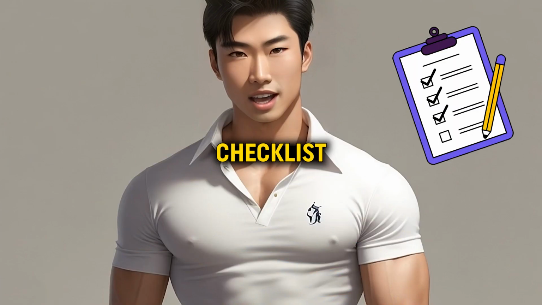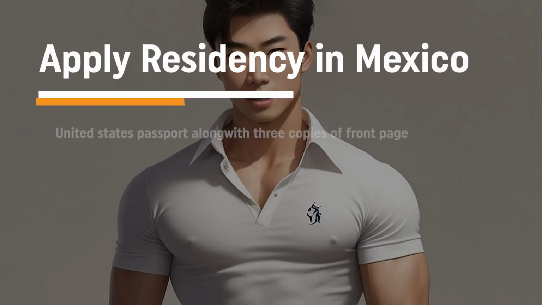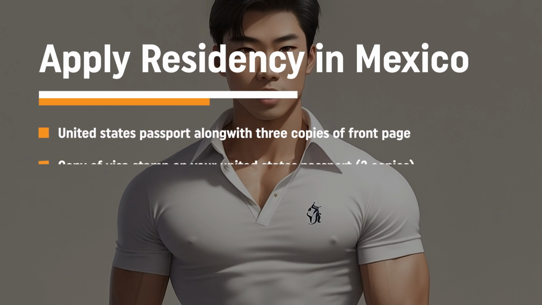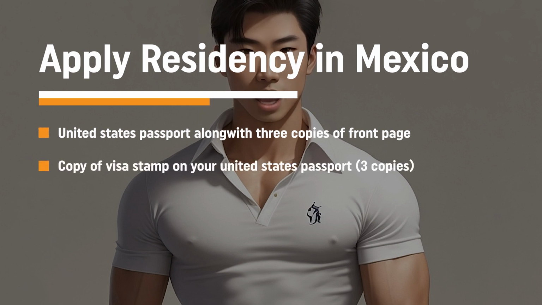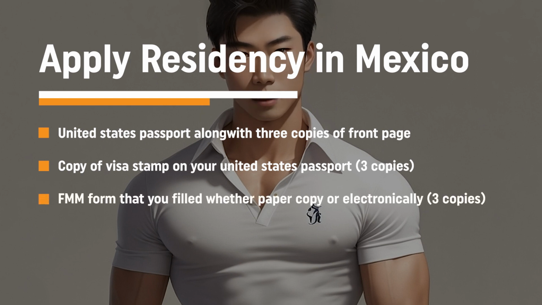Now let us create a checklist of items you have to bring to the INM office. First will be your United States passport along with 3 copies of the front page. Next will be a copy of the visa stamp in your United States passport. Print 3 copies of this just in case. Third will be the FMM form you filled out above, whether paper copy or electronically. Make sure you have the original as well as 3 copies of this.